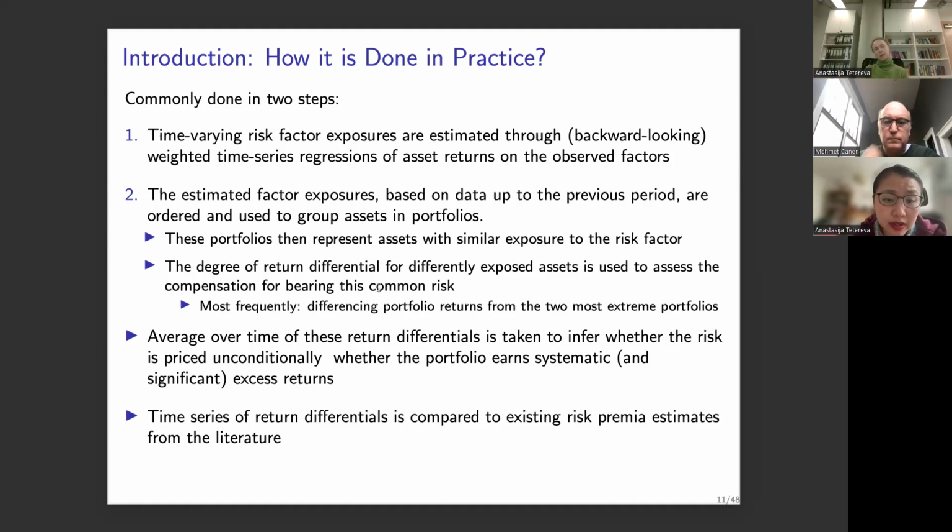So the degree of return differentiation for differently exposed assets is used to assess the compensation for bearing this common risk. Most frequently, and you would hear it many times, people do this high minus low. In our case, for our specific risk factor, there is a significant downward slope. This essentially means that high beta groups tend to give you low returns, and low beta groups tend to give you high returns. And we believe that has investment implications.